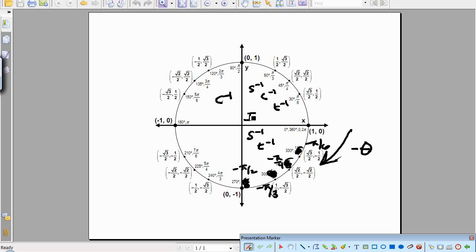So, first quadrant, all three work. Second quadrant, only cosine inverse works. Fourth quadrant, only sine inverse and tangent inverse work. What works in the third quadrant? What angles come back there? Nobody gives you an answer that ever falls in the third quadrant.